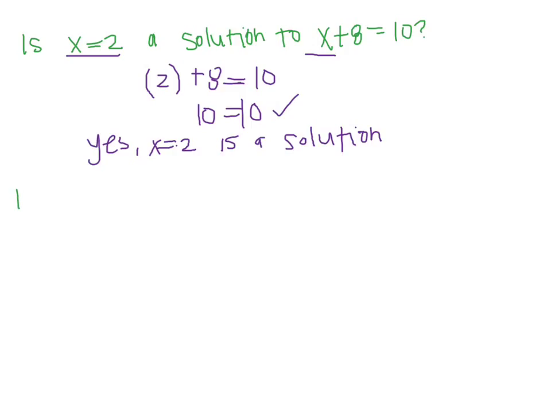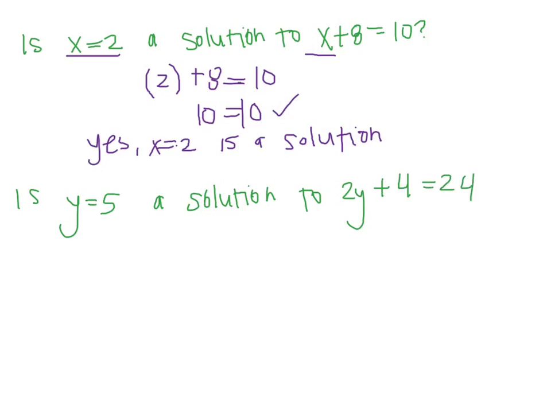Let's do one more of those examples. This time the question is, is y equals 5 a solution to the equation 2y plus 4 equals 24? So once again, let's start off by taking that 5 and replacing it into the y. So we have 2 times, instead of y, I'm going to do parentheses with a 5 on the inside. 2 times 5 plus 4 equals 24.